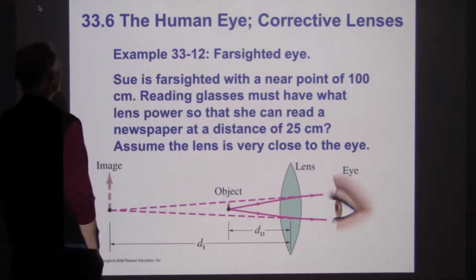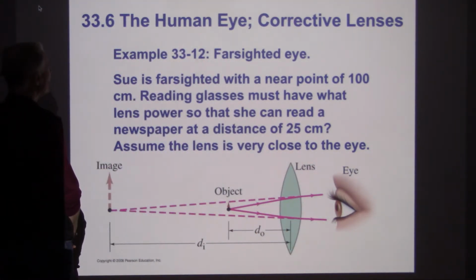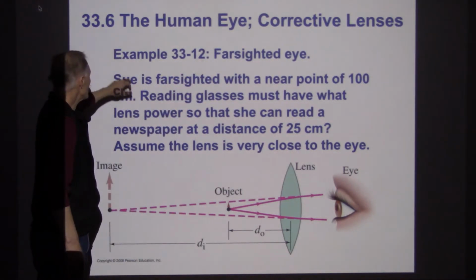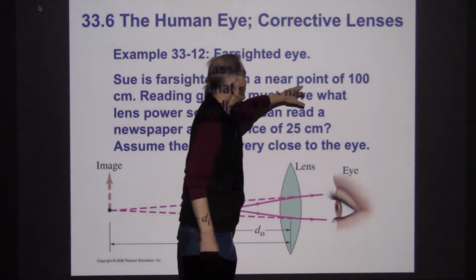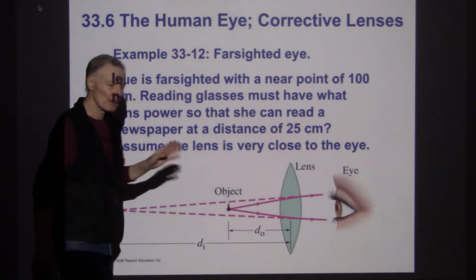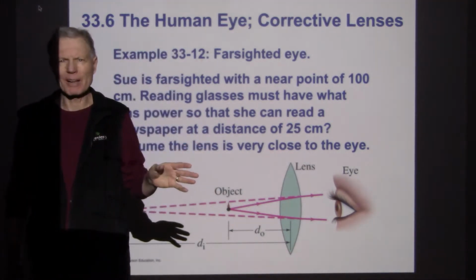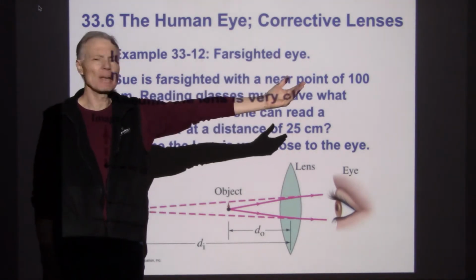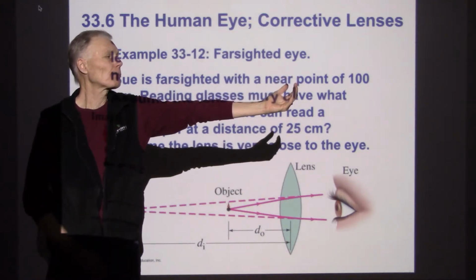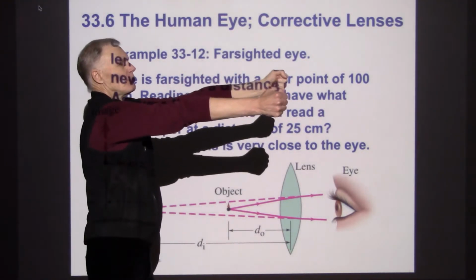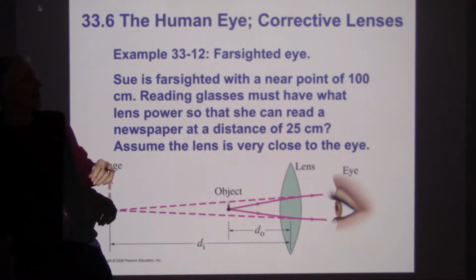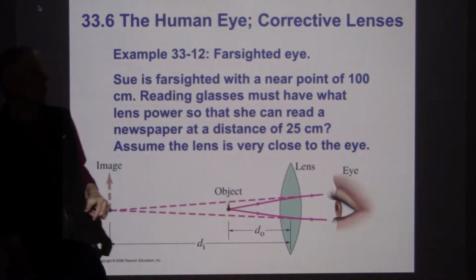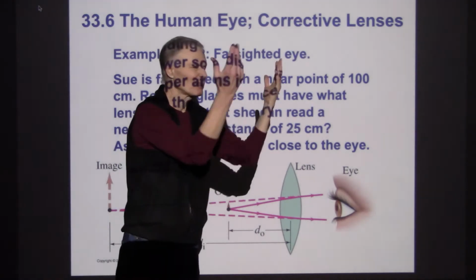So here we go. Here's an example. Human eye, corrective lenses. We're going to start off with somebody who's farsighted. Now, this is Sue, and Sue is farsighted and has a near point of 100 centimeters. That's probably about where my vision is. So anything closer than about a meter out, that's arm's length, the person cannot focus. In the store you see these people standing back away from the shelves trying to read the product labels from like a meter away, because if you get closer, it's just kind of blurry.